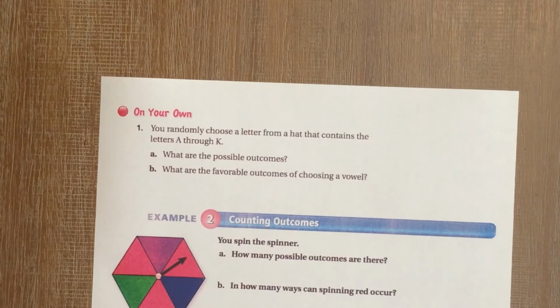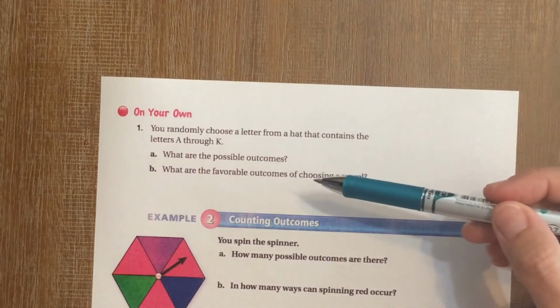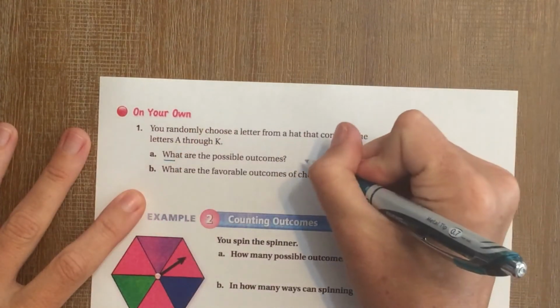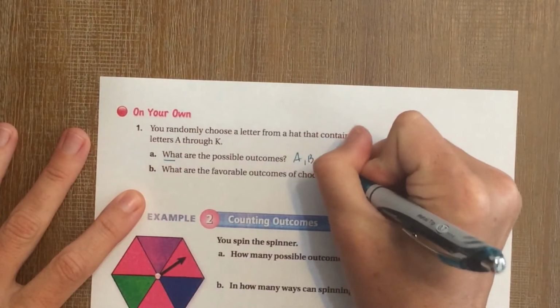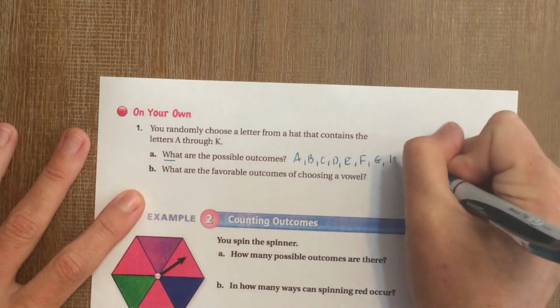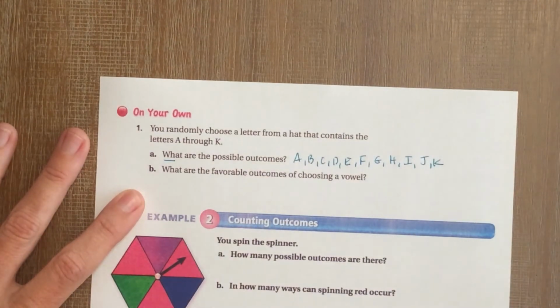All right, hopefully you paused it. A little quick review. It says you randomly choose a letter from a hat that contains the letters A through K. What are the possible outcomes? Well, A, B, C, D, E, F, G, H, I, J, and K. Those are the possible outcomes.